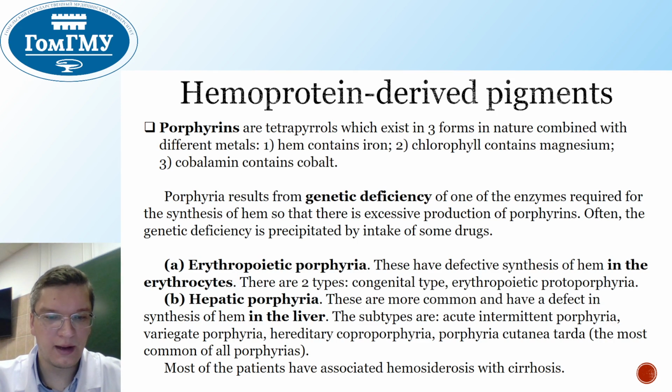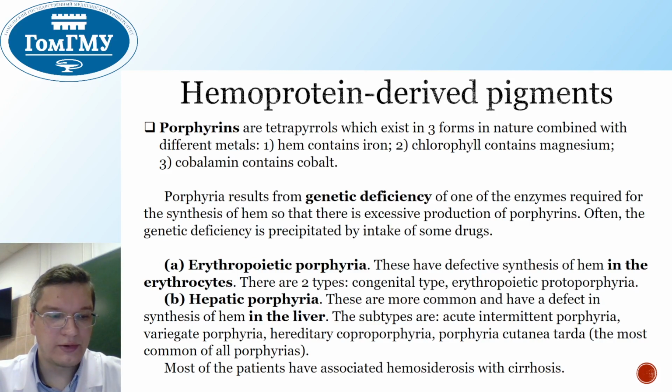Then the big group of hepatic porphyrias. These are more common and have a defect in synthesis of heme in the liver. Its further subtypes include the following: acute intermittent porphyria, which is characterized by acute episodes of three patterns: abdominal, neurological, and psychotic. These patients do not have photosensitivity. Variegate porphyria is common in whites in South Africa. Photosensitivity occurs, and there are acute attacks of abdominal pain and some neurological manifestations.